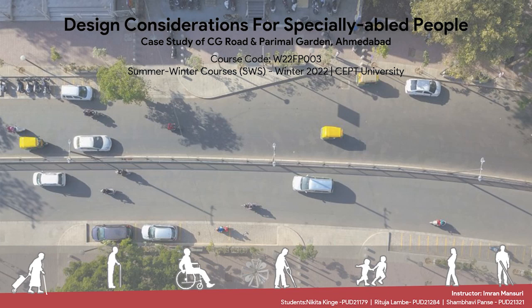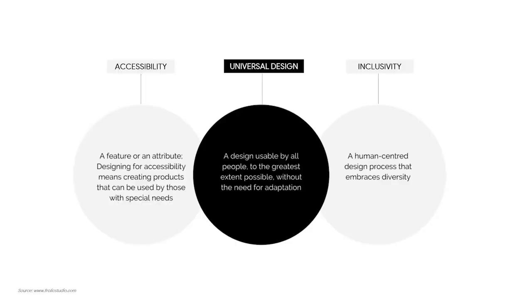Hello, we will be talking about the design considerations for specially abled on streets and in parks through the case of CG Road and Parimal Gardens in Ahmedabad. Designers tend to create spaces that are either accessible or inclusive, showcasing how they are catering to visually and physically impaired. However, the main aim of designing a space should be to make it universally accessible so that it is usable by all without the need of any adaptations.